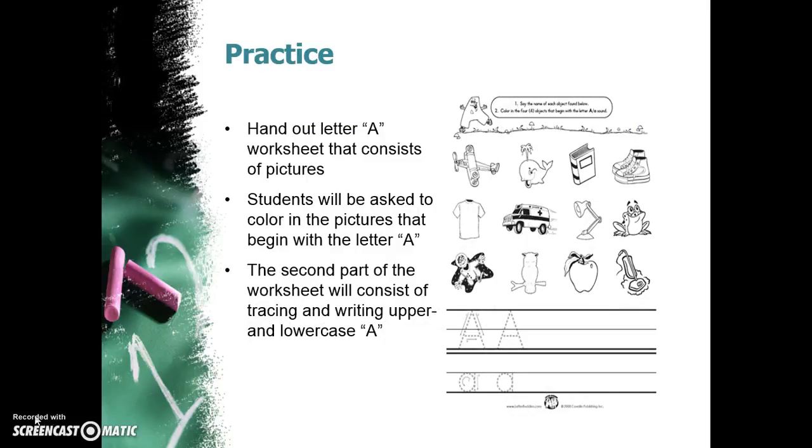To practice their understanding of the lesson, I would hand out letter A worksheets that contain different pictures. Students would then color in the pictures that start with the letter A, and at the bottom of the worksheet they would trace and then write the upper and lowercase letter A.